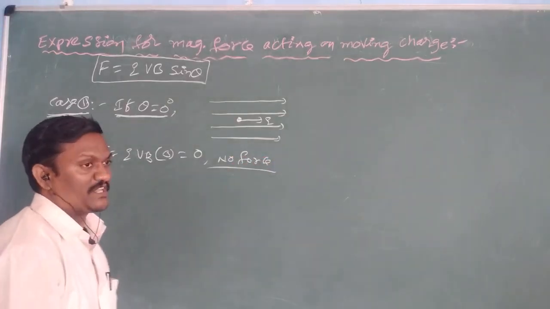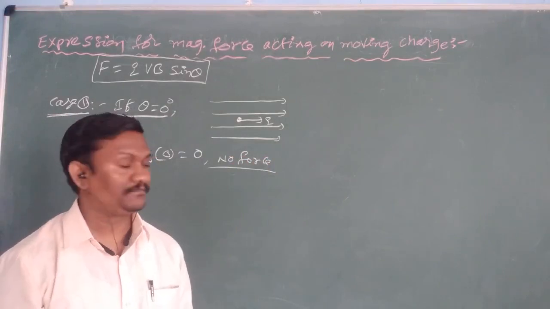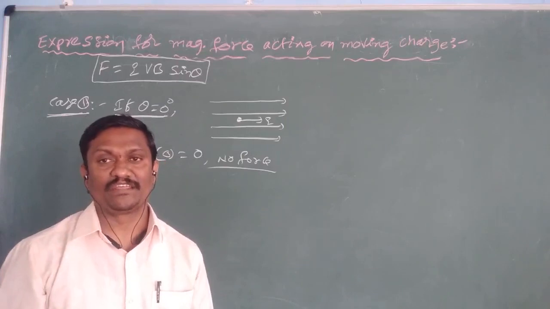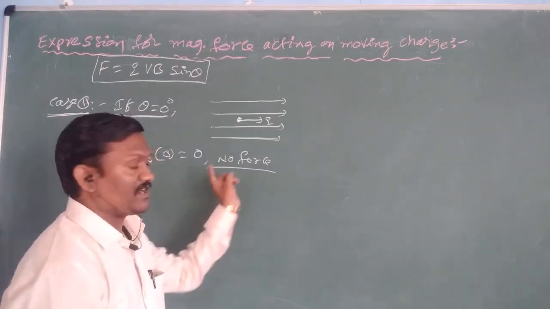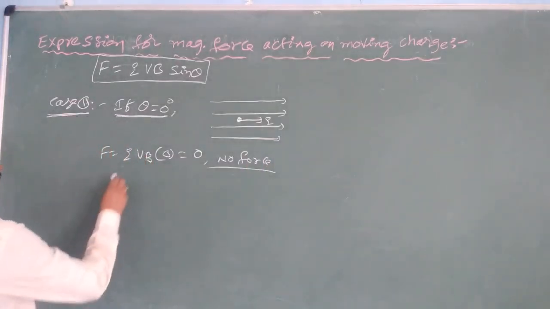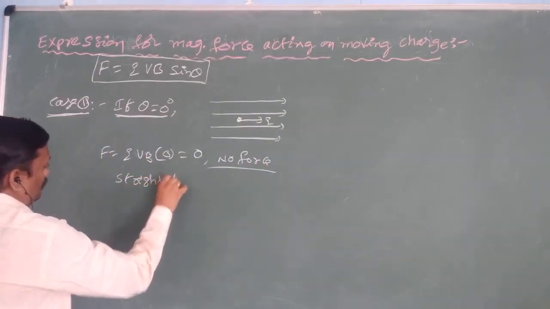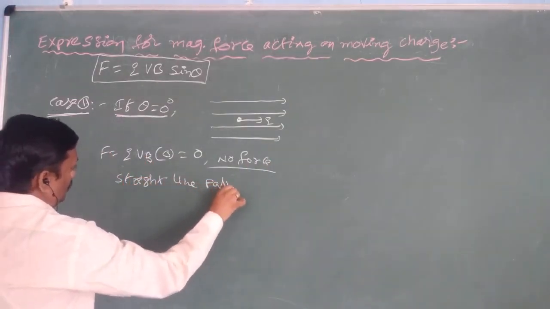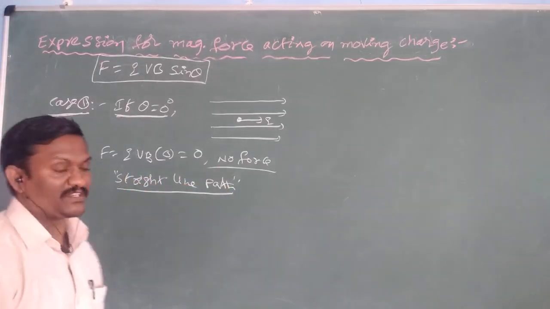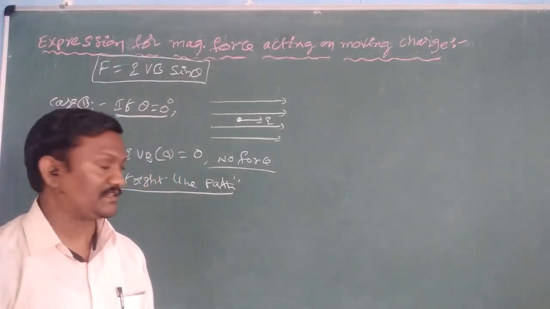So if the charge is moving in the direction of the magnetic field, no magnetic force is acting on that moving charge. According to Newton's law, if no external force acts on a body, the body keeps moving along the same straight line path. So if theta is 0, the particle follows a straight line path.